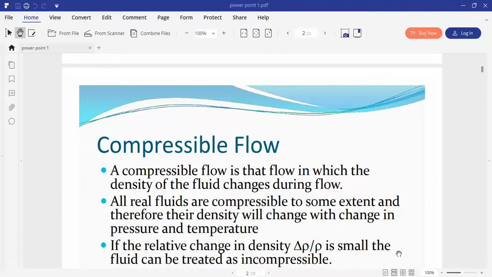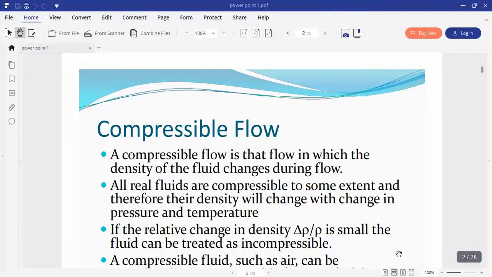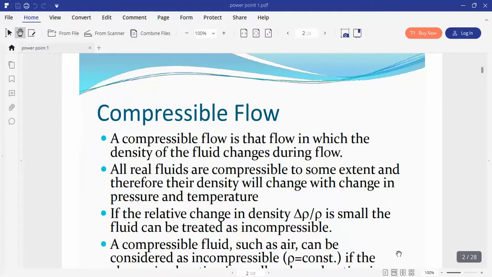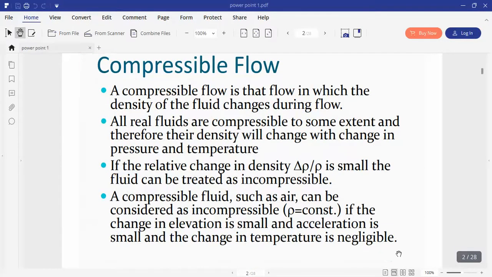All real fluids are compressible to some extent, and therefore their density will change with change in pressure and temperature. It means that all fluids or gases can be considered as compressible because their density will change with change in pressure and temperature. If the relative change in density is very small, the fluid can be treated as incompressible. A compressible fluid, such as air, can be considered as incompressible.